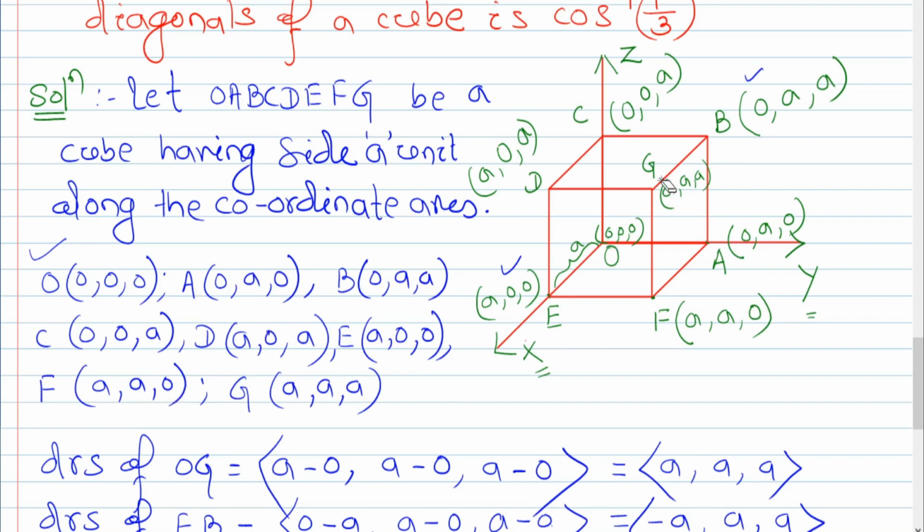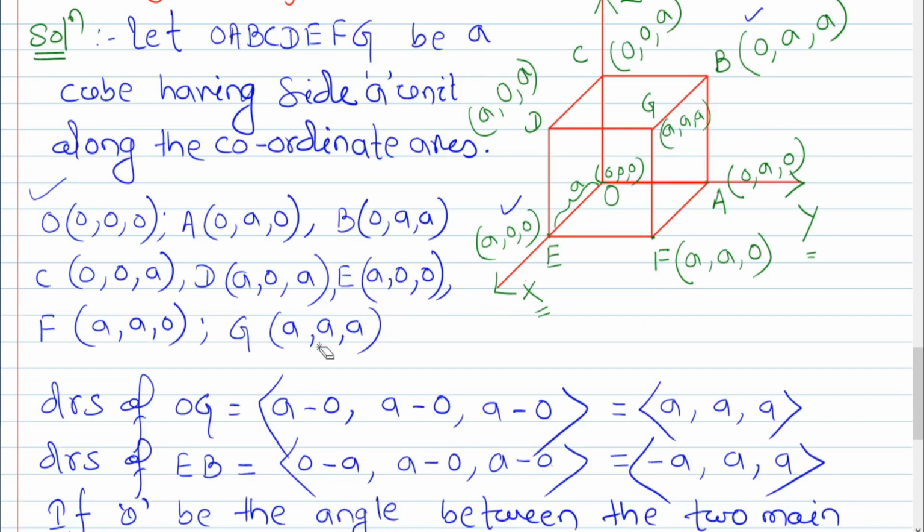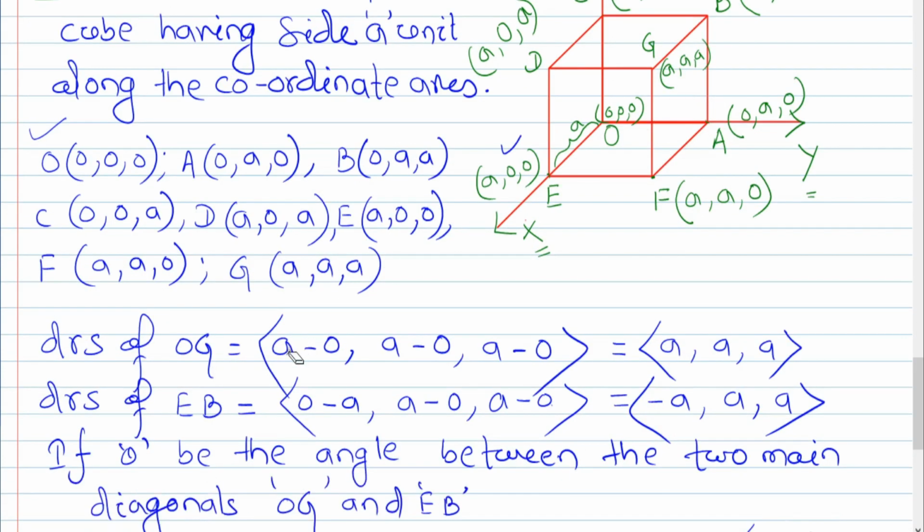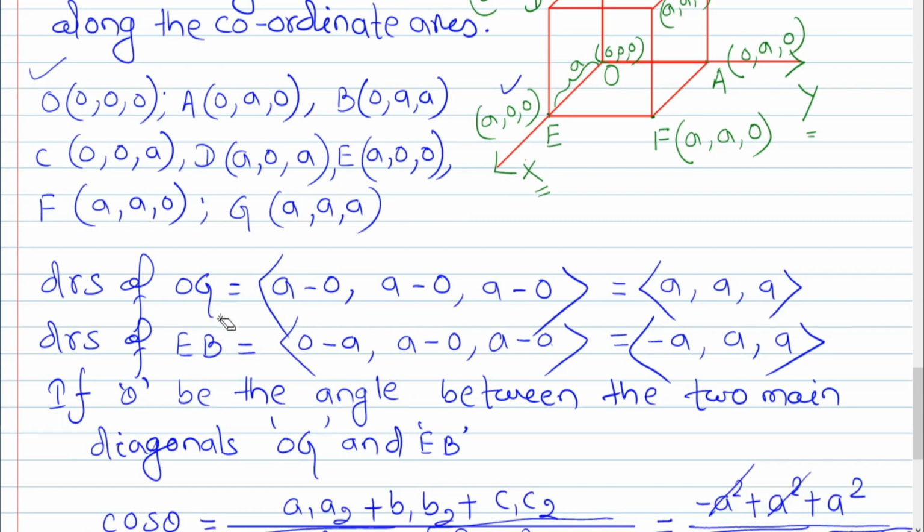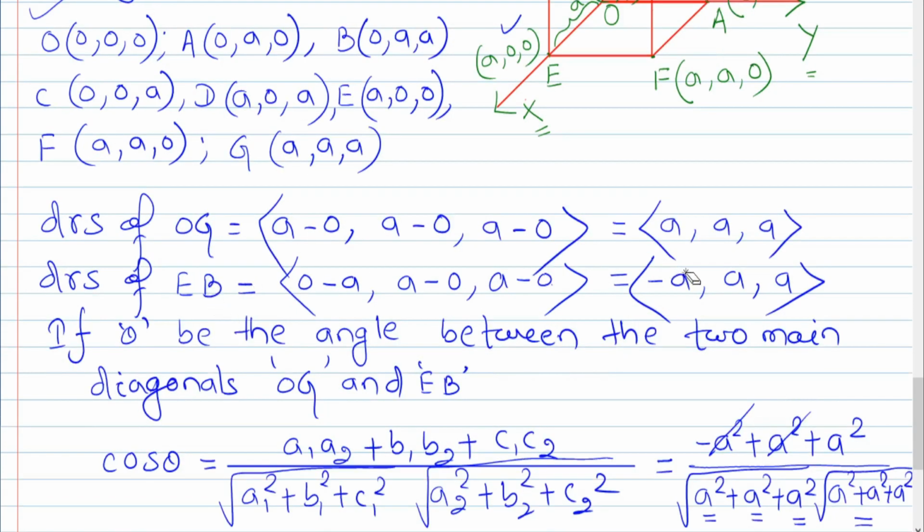Then 4 main diagonals are there in a cube. So you can take any 2 main diagonals. So we have taken here OG and EB. You see OG and EB are 2 main diagonals. So therefore the DRS you can find. To find the angle, all of you know that you have to find the DRS of OG, that is x2 minus x1, y2 minus y1, z2 minus z1. So a, a, a. Another DRS of EB is also minus a, a, a.